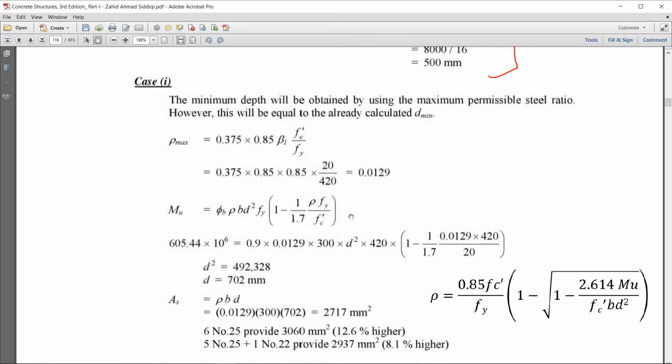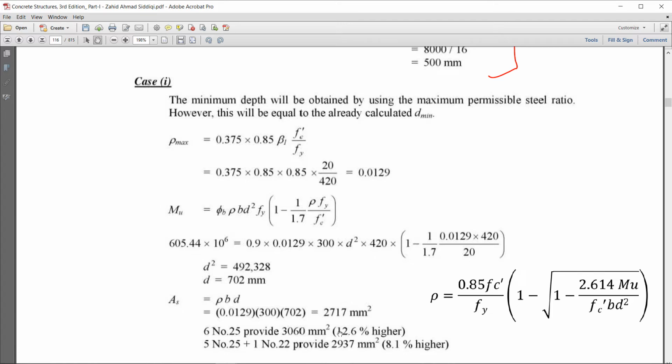You can use this formula or this formula. After getting the d, you multiply rho with bd. Rho is 0.0129, b is this, d is this. So the area of steel is 2717 millimeter square.